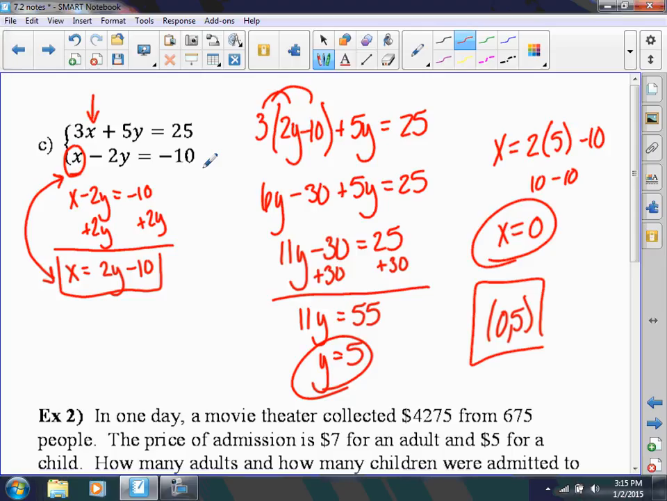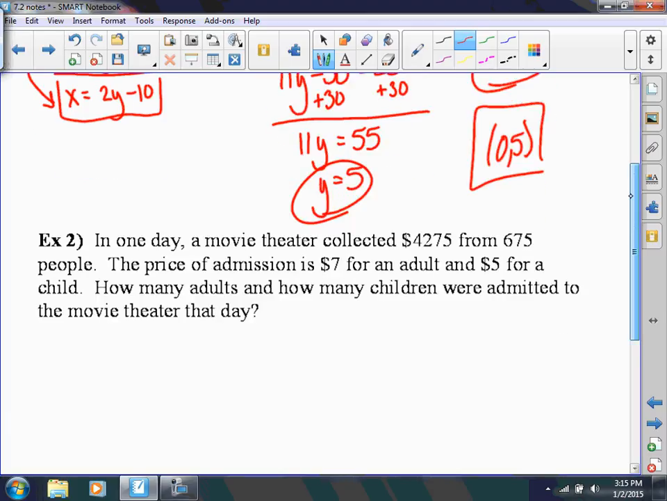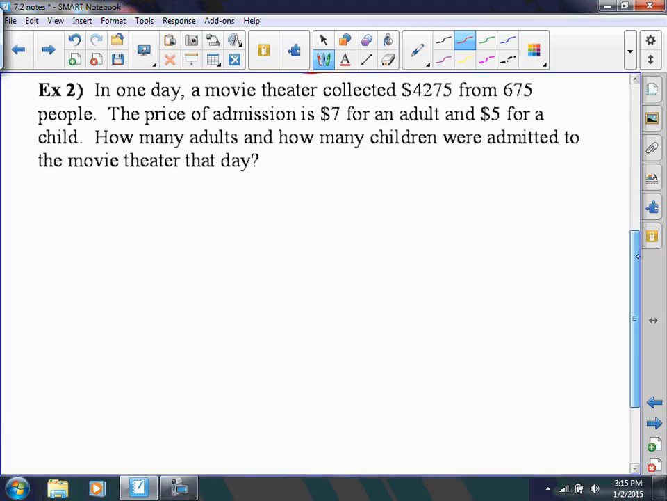Okay, so example A that we did, example number 1, part A, that's an example for if you're given a problem that already has an equation solved for a variable. But part B and part C, these are the problems where you have all the work to do, where you have to solve one of the equations for a variable. Okay, and our last example then is a word problem.